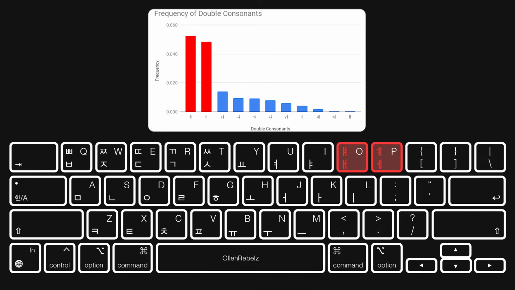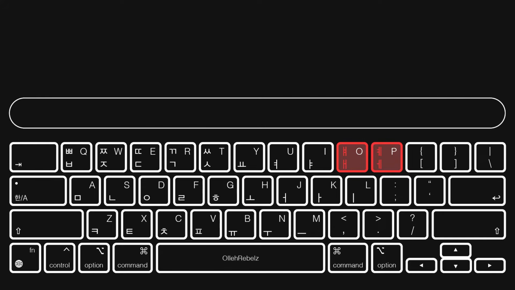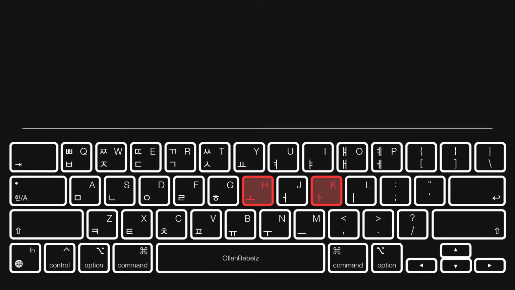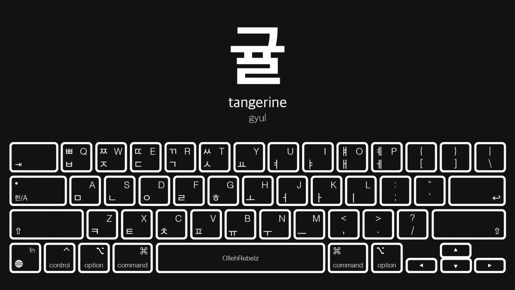Double vowels other than these 4 are typed in the same way you would write them. For example, to type wa, you have to type u and a separately. These double vowels don't get their own shortcut keys. Let's see some typing examples. To type 귤, you have to press 기역, 유, and 리을.